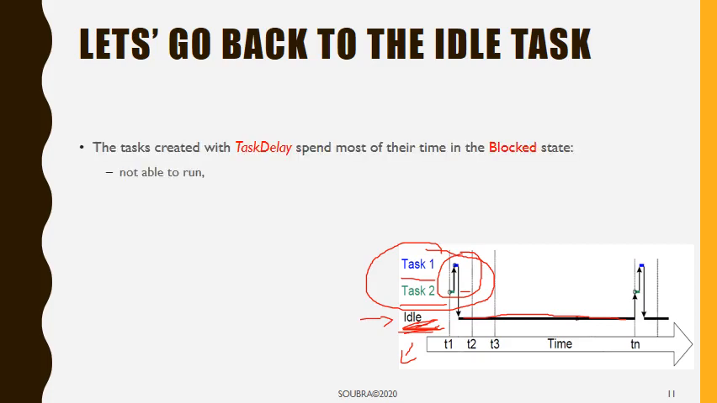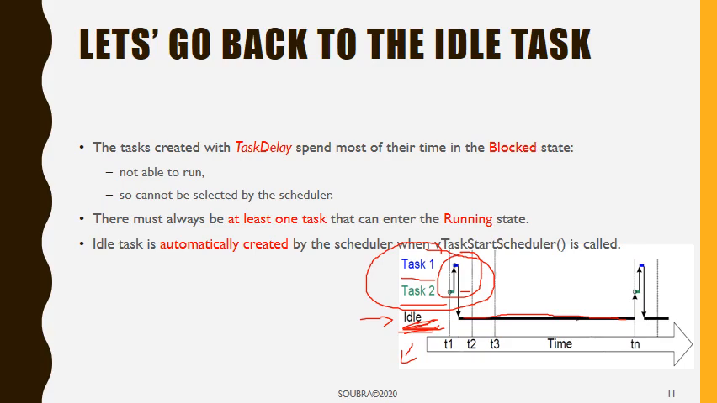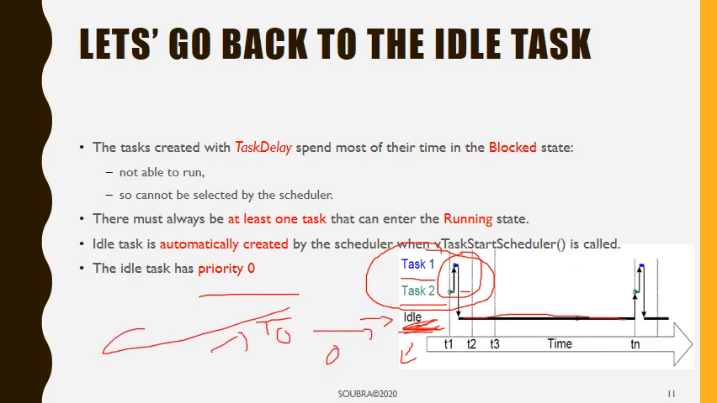So we're good. Task delay, blocked state, not able to run, not selected by the scheduler, and this is an exact definition of a periodic task. There must be at least one task that is running, and this is the idle task. And most importantly, it has priority 0, so it will never preempt any other task. Can we create some other task with priority 0? User task? Yes, as engineers we always can. I mean, we have to really think about why we would do that.